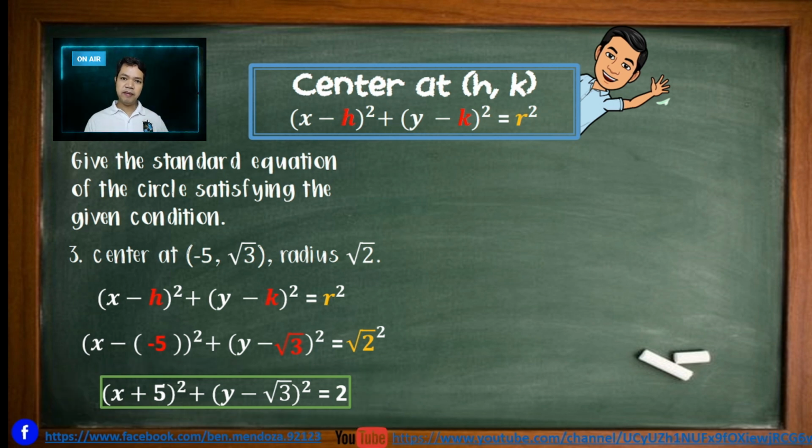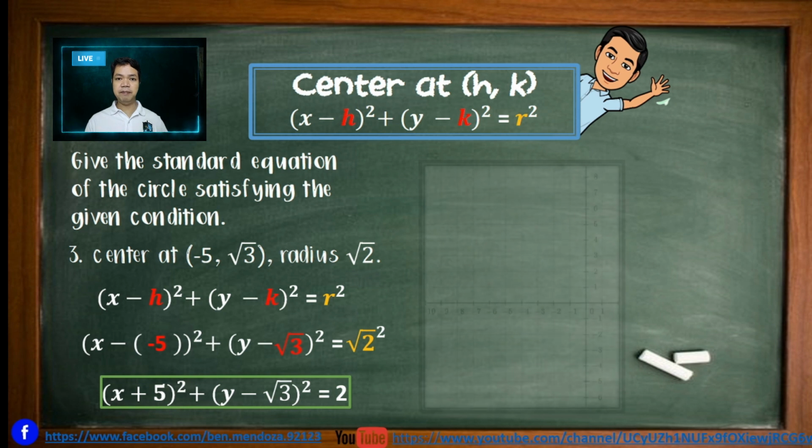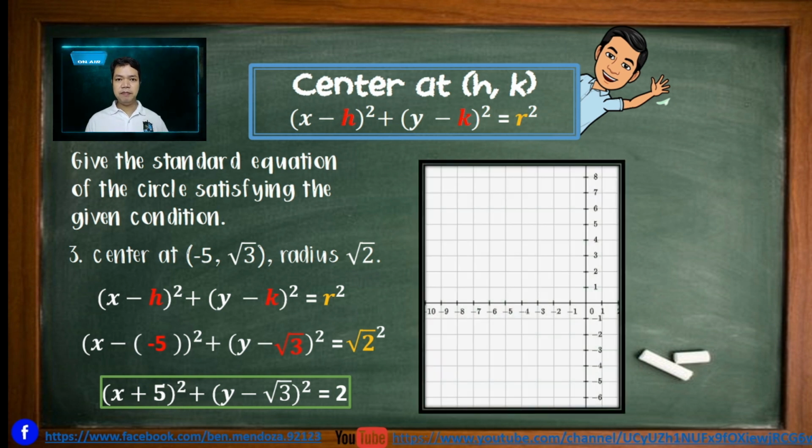Now, we are about to draw the circle. We begin with the center at (−5, √3). Negative 5, √3 is negative, positive, so this will be located in quadrant 2. √3 is approximately 1.73 units. So that will be the center. Next, √2 is approximately 1.41 units. So the radius length is exactly 1.41 units away from the center. So this will be the circle. It's a small circle in quadrant 2. Okay, done.